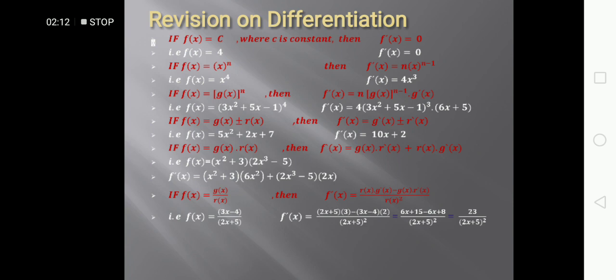Finally, if f of x equals g of x over r of x, f dash of x will be equal to r of x times g dash of x minus g of x times r dash of x over r of x square. So we'll have f of x equals 3x minus 4 over 2x plus 5. F dash of x will be equal to 2x plus 5 times 3 minus 3x minus 4 times 2 over 2x plus 5 all power 2, which finally will be equal to 23 over 2x plus 5 all power 2.